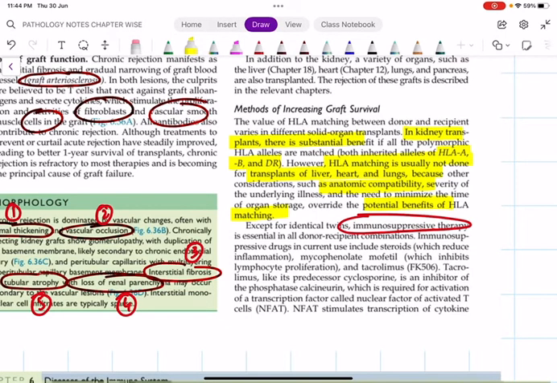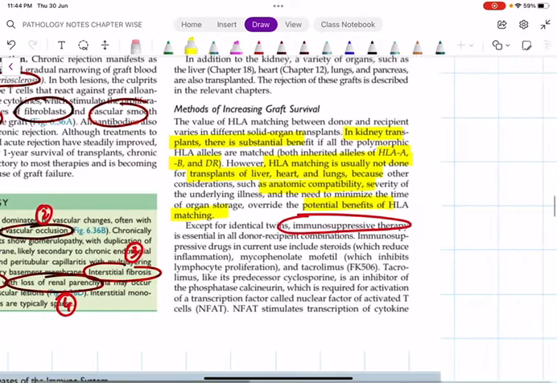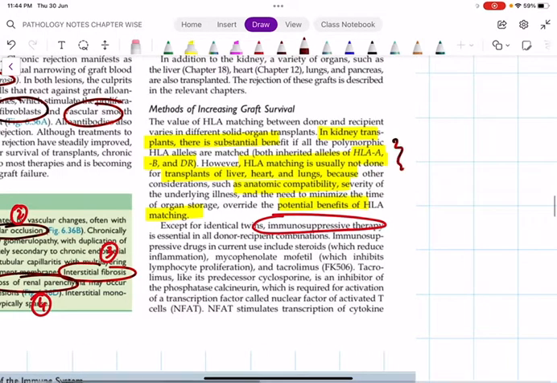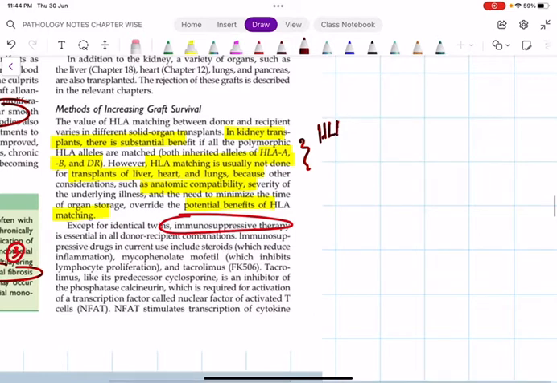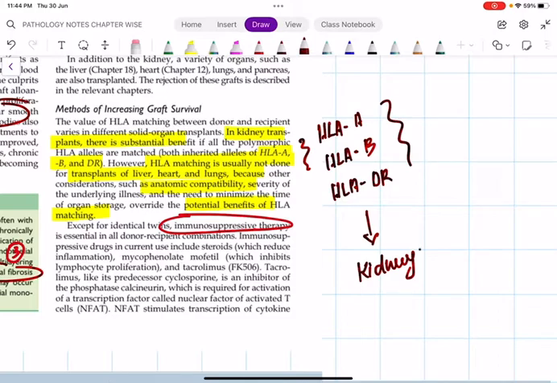HLA matching is usually not done for those, whereas in case of kidney transplant, remember this, they will ask you what are the matchings done. HLA-A, then next one is HLA-B, and next one is HLA-DR. Okay, these three matchings you have to do, especially for kidney. For other organs, no need of doing HLA matching.